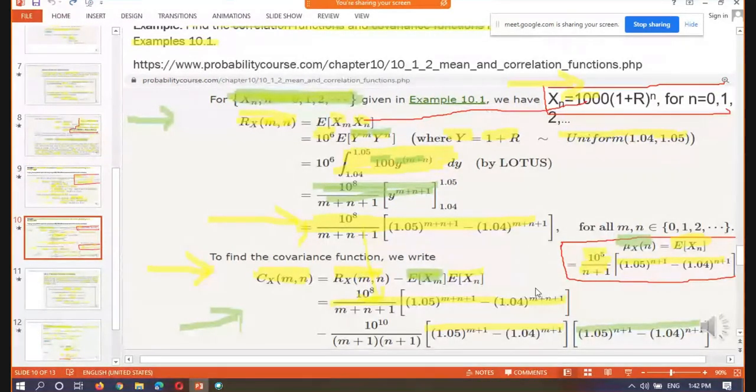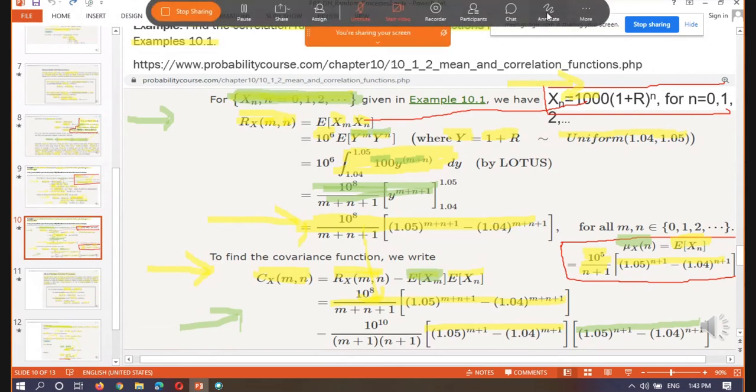Okay, this is another problem, and this is for the discrete kind of random variable. This problem we also discussed in yesterday's class and today's class. You have 1000 rupees, and you have invested it compoundedly with interest rate of capital R, and R is uniform from 0.04 to 0.05.